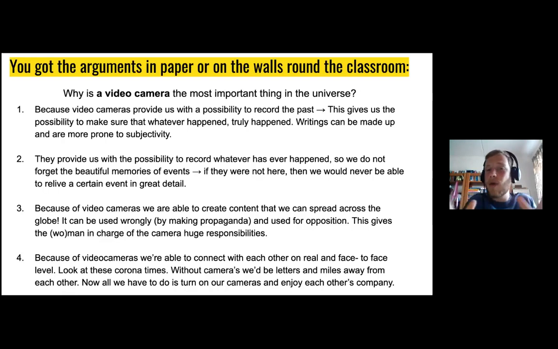A video camera is the most important thing in the universe because it provides us with the possibility to record the past. This gives us the possibility to make sure that whatever happened truly happened. You know, because written things can be made up and can be more prone to subjectivity. Who agrees with this?